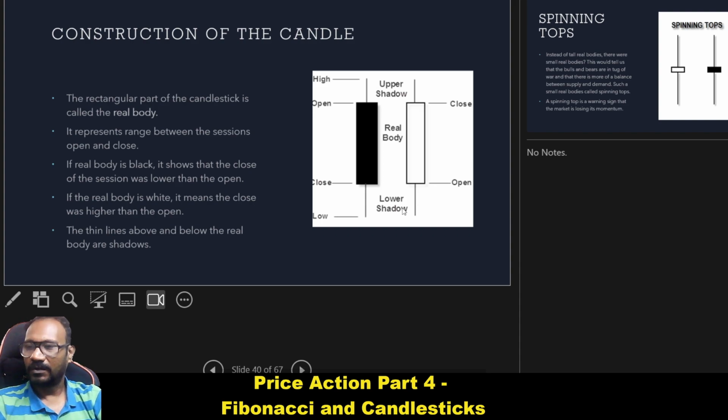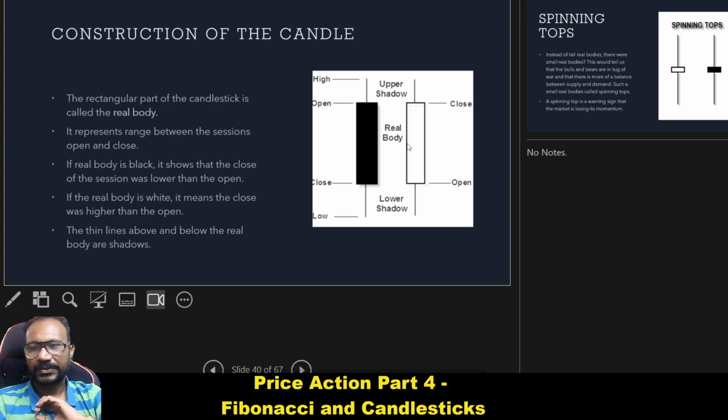Of course, the wicks are also called shadows. These long ones are called the wick, which means there was a spike, but the market did not sustain over there. It made an attempt to go higher or lower, but then finally where it closed is all that matters. So this is how you construct a candle. Right? Now, there are different types of candles which we are going to see now.